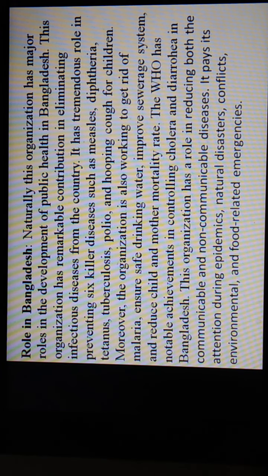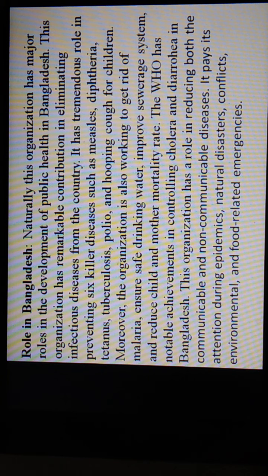Role of WHO in Bangladesh. Naturally, this organization has major roles in the development of public health in Bangladesh. This organization has remarkable contribution in eliminating infectious disease from Bangladesh. It has tremendous role in preventing 6 killer diseases such as, dear students, I repeat, measles, diphtheria, tetanus, tuberculosis, that is TB, polio, whooping cough for children. Moreover, this organization is working to get rid of malaria, ensure safe drinking water, improve sewerage system, and reduce child and mother mortality rate in our country.